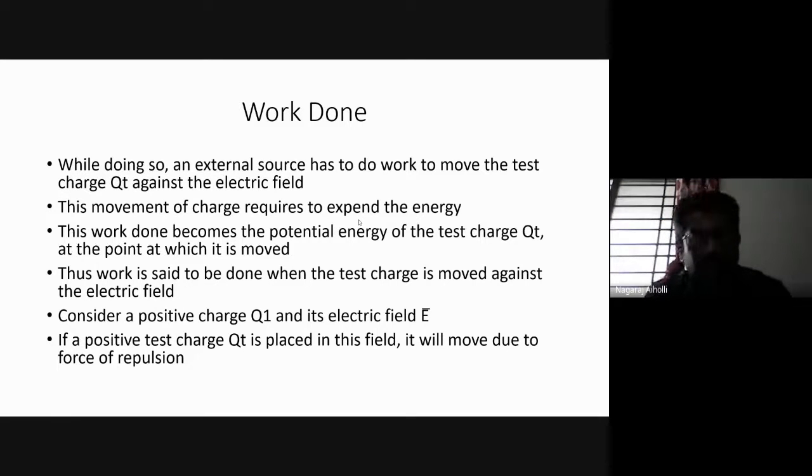This work done, or the energy expended at the particular point where the charge Qt is placed, is called the potential energy. Whatever the distance to which the charge Qt is moved, at that particular point, whatever the work done or the energy of that charge Qt, that is called the potential energy of the test charge Qt. This work done becomes the potential energy of the test charge Qt at the point to which it is moved. Hence, we say that work is done when the test charge is moved against the electric field. Correct? When the test charge is moved against the electric field, some work will definitely be done.